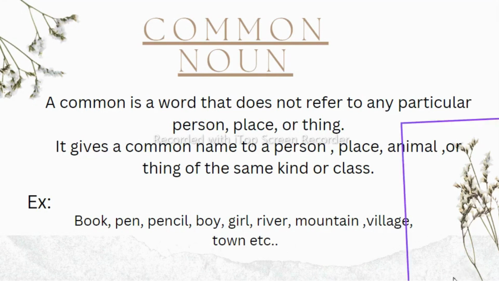So what is the correct description of a common noun? A common noun is a word that does not refer to any particular person, place or thing. It gives a common name to a person, place, animal or thing of the same kind or class. Let's see some examples like book, pen, boy, river, girl, etc. These all are common nouns.